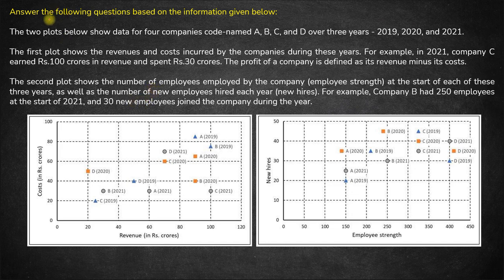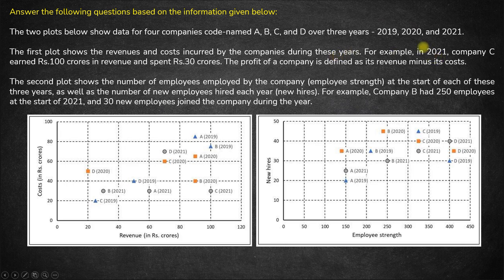Hi. In this set, we are given two plots below that show data of four companies A, B, C, D over the 3 years 2019, 20, and 21. The first plot shows the revenues and cost incurred by the company during these years.